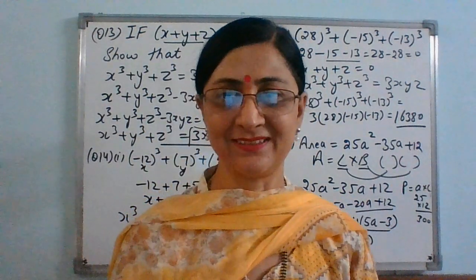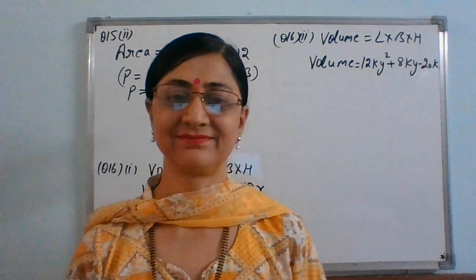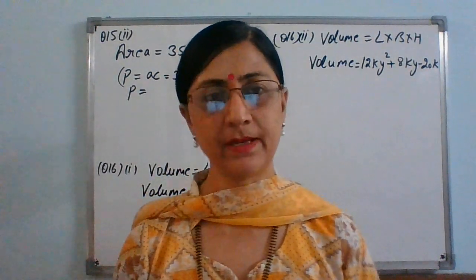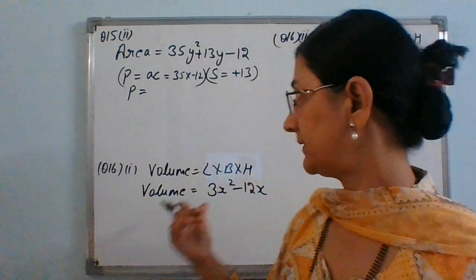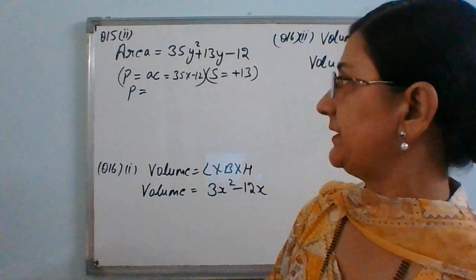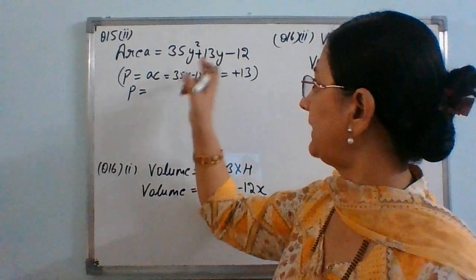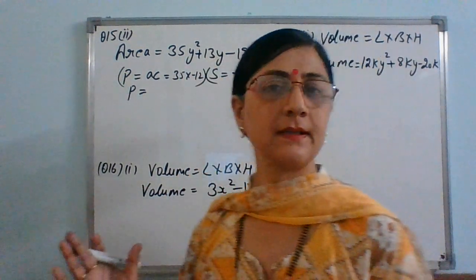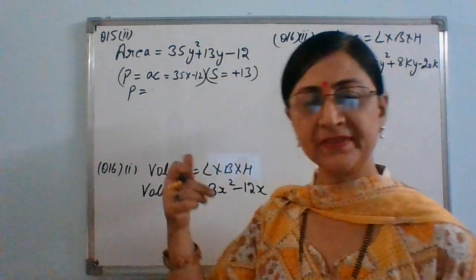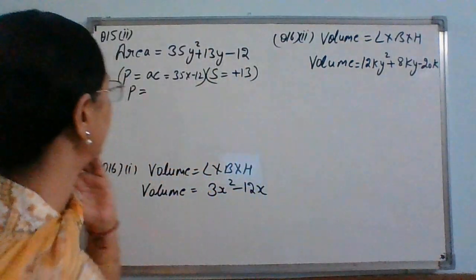Now the second part. Okay, now question number 15, second part, and 16, two parts, first and second. In question number 15, second part, area is given. Again the same, we have to find length and breadth by factorizing. Since it is a quadratic equation, splitting the middle term is preferred here.